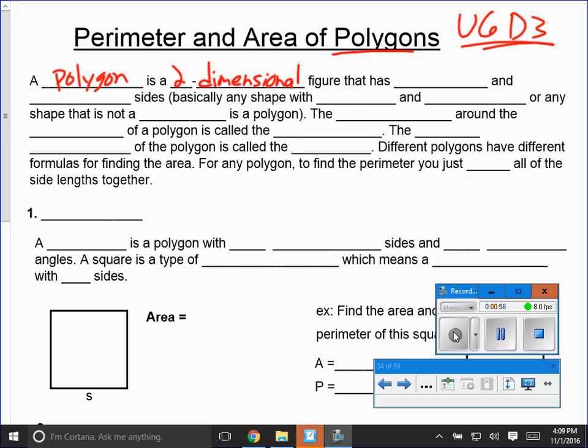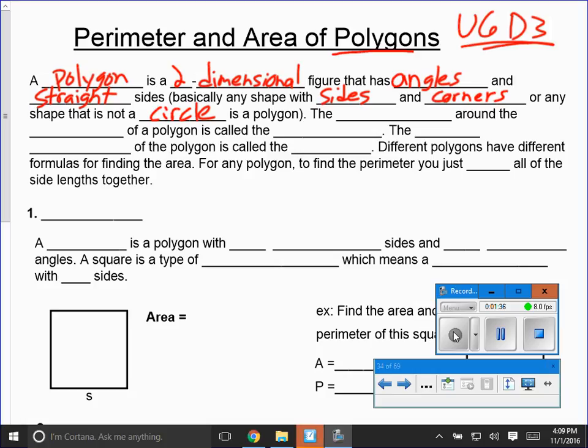Two-dimensional figure that has angles and straight sides. So basically any shape that has sides and corners, or really any shape that's not a circle or a piece of a circle, is what we call a polygon.